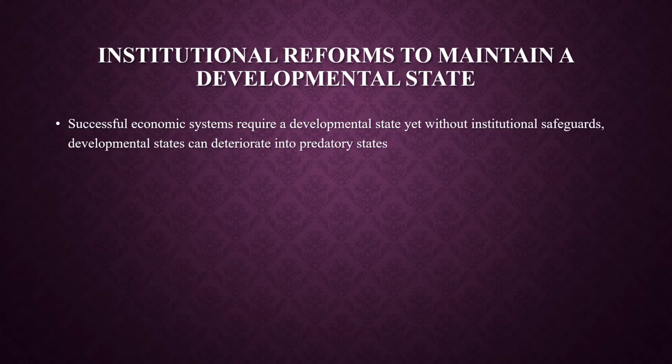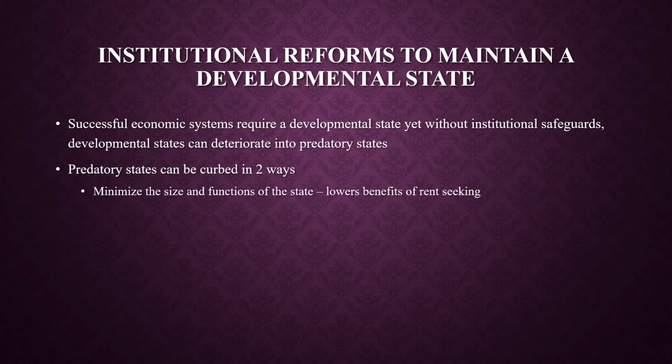To conclude the chapter, he comes back to the idea of the challenge of maintaining a developmental state. In order to be a successful state-centered economic system, it needs to be a developmental state, but it will very easily fall into a predatory state without certain safeguards to prevent it. And so he mentions two ways that predatory states can be curbed.